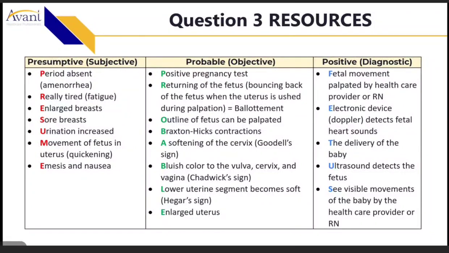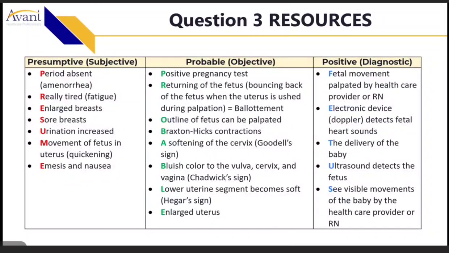The probable signs are objective signs that other people can recognize, but they could be attributed to something else. So your positive pregnancy test, the returning of the fetus bouncing back when the uterus is pushed during palpation. That's called ballottement, but that could be a tumor as well. Tumors can do that. An outline of the fetus can be palpated. Braxton Hicks contractions, softening of the cervix, the bluish color to the vulva, cervix, and vagina, and the lower uterine segment becomes soft. And those happen in order, right?